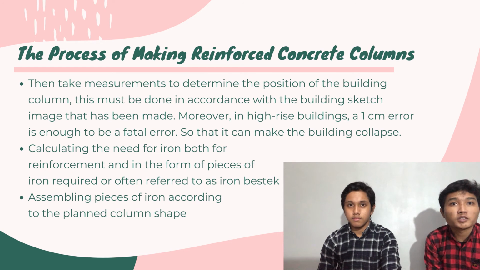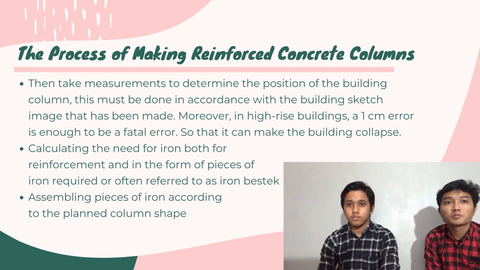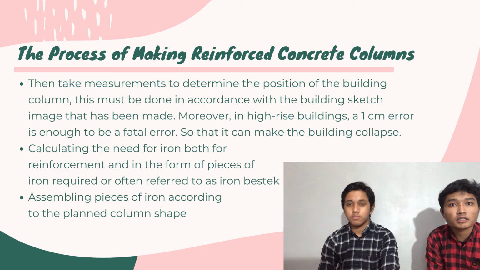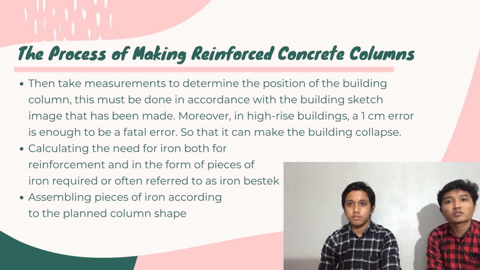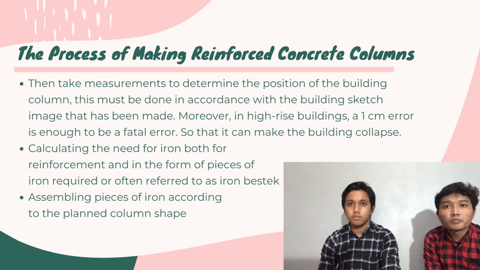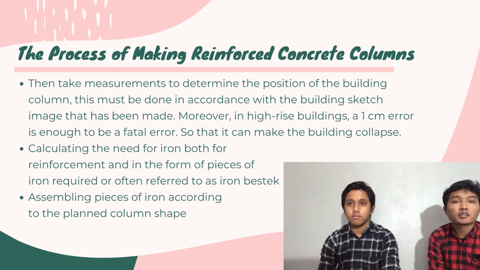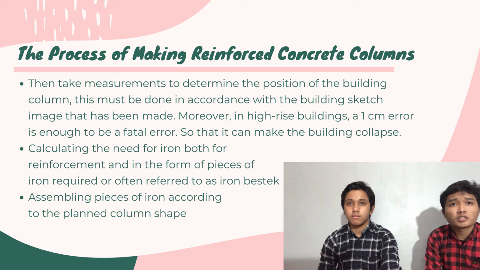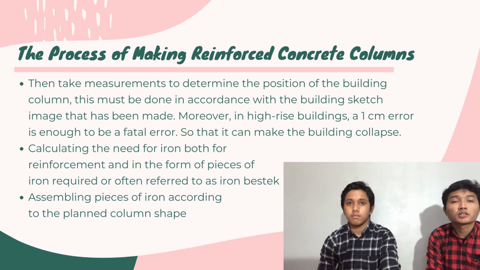Next, take measurements to determine the position of the building column. This must be done in accordance with the building's sketch image that has been made. Moreover, in a high-rise building, a 1 centimeter error is allowed to be a fatal error, so that it can make the building collapse.